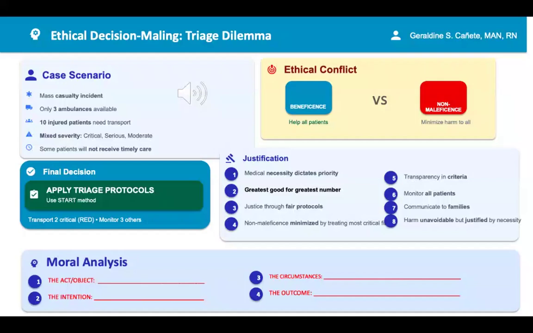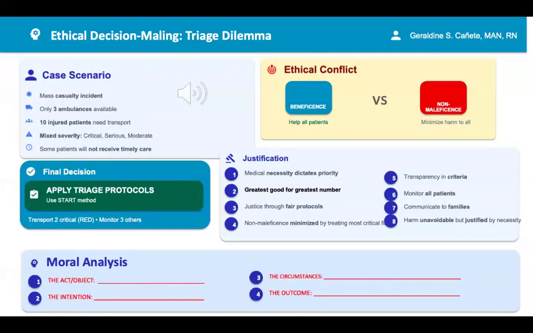Now let's break down the moral analysis using our framework. For the act or the object, applying triage protocols, which is a structured method for resource allocation, the act itself is a systematic approach for prioritizing care. Okay? Now, for the intention, to save the most lives possible in a mass casualty incident, it's good. The intention is to maximize the number of survivors.